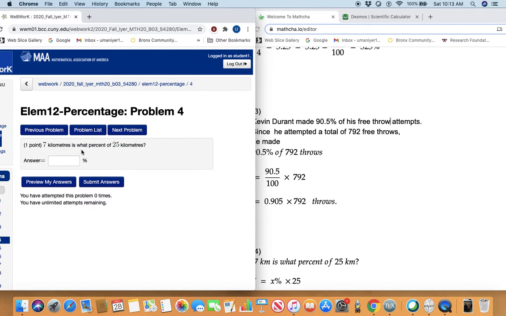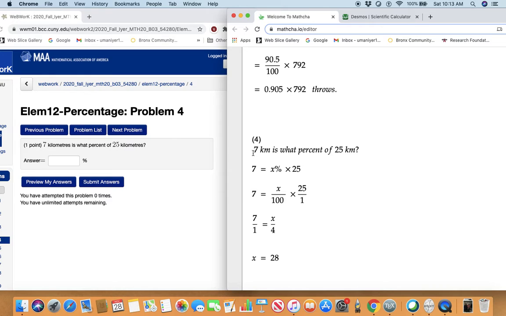Next, 7 kilometers is what percent of 25 kilometers? So the question is, 7 kilometers is what percent of 25 kilometers? 7 is 7. Is becomes equal. What becomes X. Percent becomes percent. Of becomes multiplication. 25 is 25. So this is in English, and this is in mathematics: 7 equals X percent times 25.